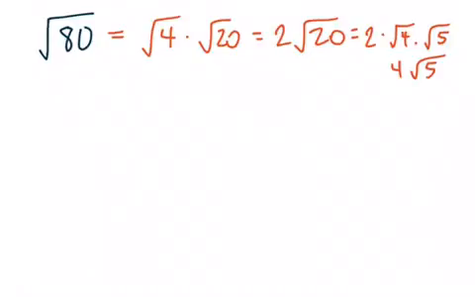Now, I'm going to show you the easiest way to do this is when you find the biggest perfect square factor. So 4 we know is a factor. 9 is not. What about 16? Okay, 16 is, because 16 times 5 does equal 80. So here we have the square root of 16 times square root of 5. Square root of 16, which is 4, times square root of 5.